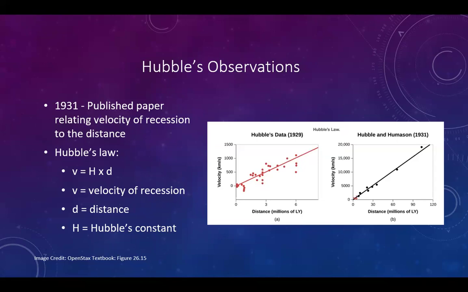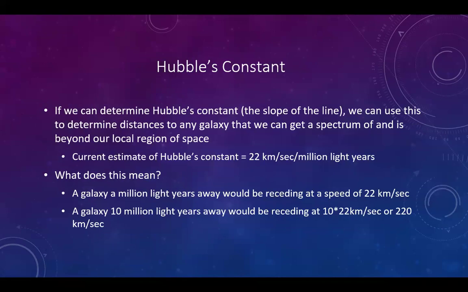So Hubble's law says the velocity at which a galaxy is receding is equal to a constant, which we call Hubble's constant, times distance. And that constant seems to be more or less the same throughout the universe. So if we can determine Hubble's constant, the slope of the line, we can determine the distance to any galaxy that we can get a spectrum of, and that's beyond our local region of space. Our current estimate of Hubble's constant is about 22 kilometers per second per million light years. You can also write it in terms of parsecs: 72, or 70 odd, kilometers per second per megaparsec.